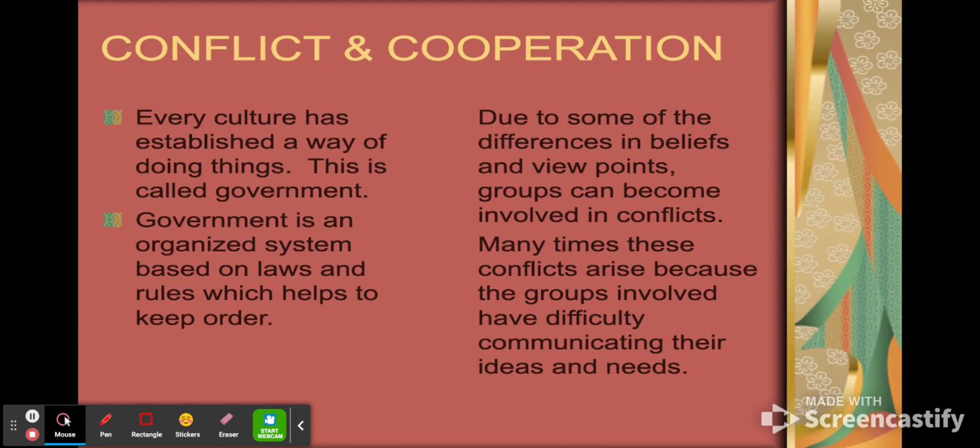Conflict and cooperation. Every culture has established a way of doing things. This is called government. Government is an organized system based on laws and rules which helps to keep order. Due to some of the differences in beliefs and viewpoints, groups have become involved in conflict. We have a conflict going on right now in Ukraine and Russia, fighting over land. Many times these conflicts arise because the groups involved have difficulty communicating their ideas and needs.